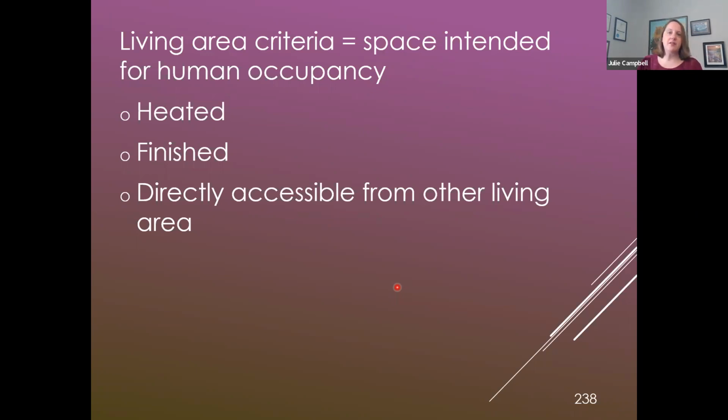The space needs to be heated by a permanently installed heating system. Space heaters don't count. Fireplaces do not count.